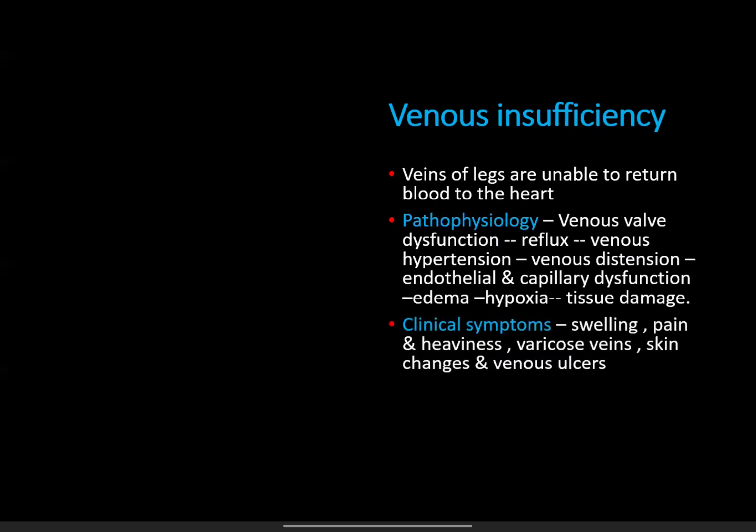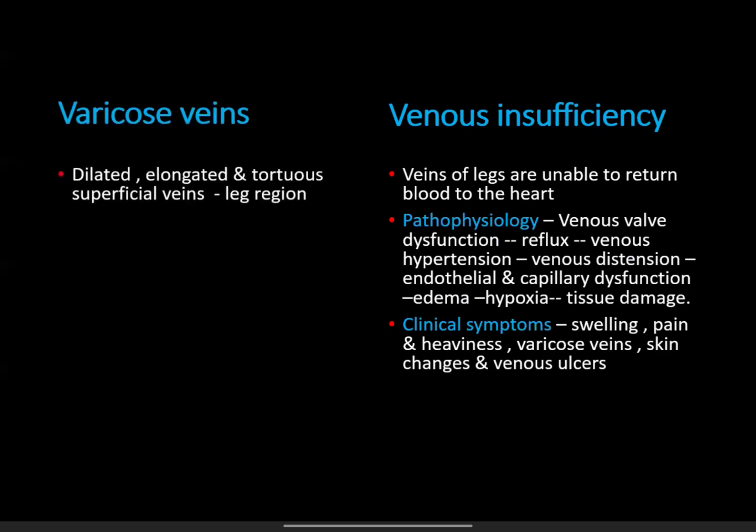Now, clinical symptoms can be swelling of the limb, pain and heaviness in the limb, development of varicose veins, skin changes in form of pigmentation, thickening, and development of venous ulcer on trivial trauma, which are very poorly healing. So these are all clinical symptoms in case of venous insufficiency.